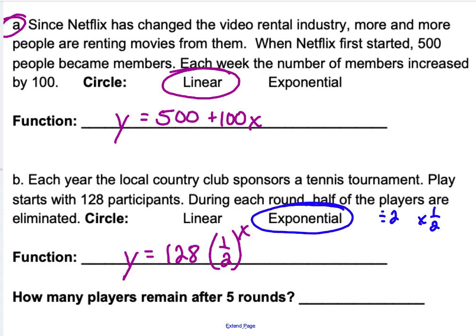So it says how many players remain after 5 rounds. So we're going to plug in 5 for x. So 128 times 1/2 to the 5th power. And this is just where your calculator comes in for you. So 128 times 1/2 to the 5th gives me 4 players left over.